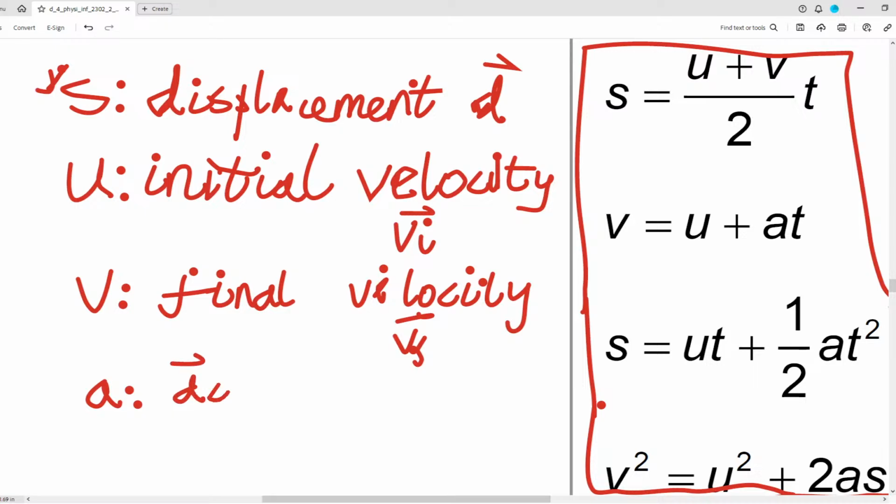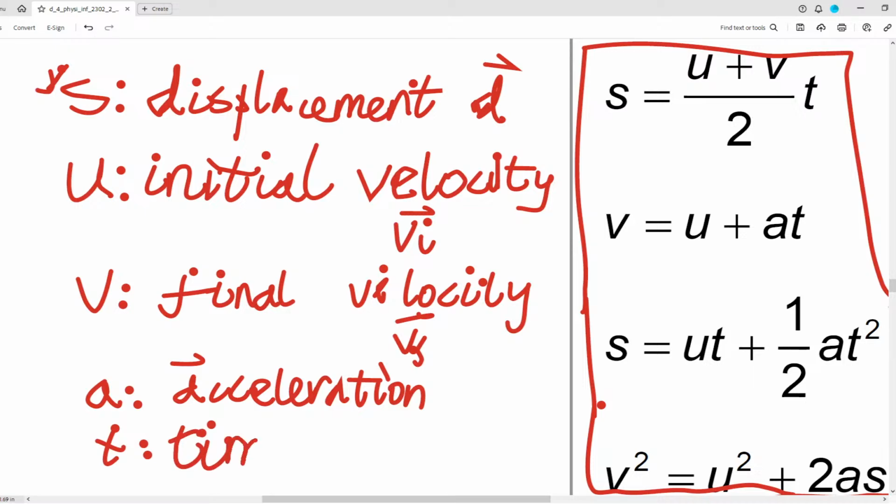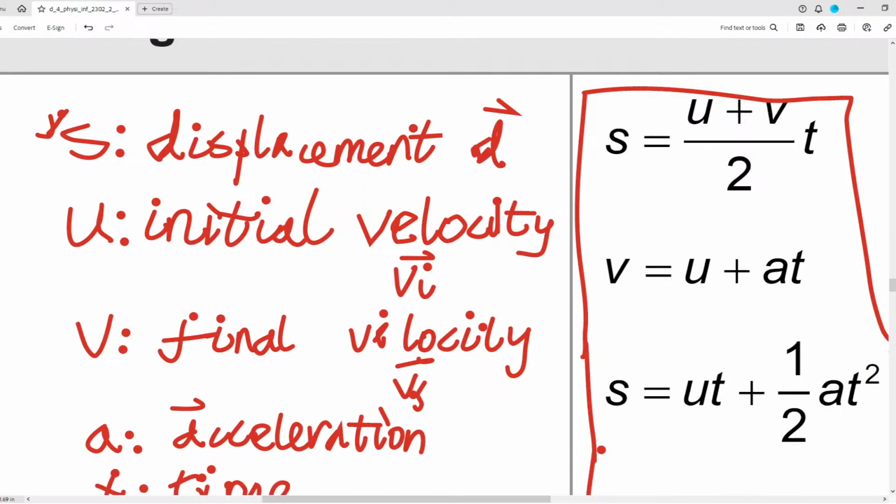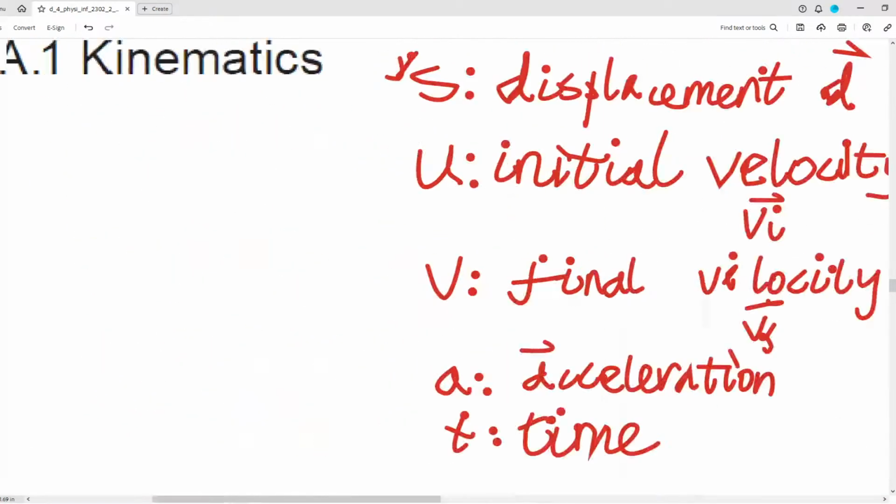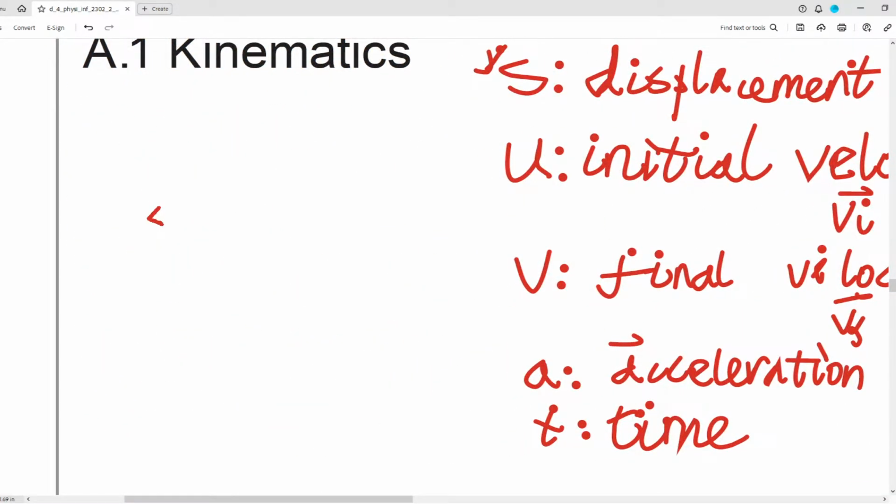Acceleration. t is time. I'm not going to write it. You know what? I might as well. Time. Because of the letters used in IB, these are also called the SUVAT equations. I'll write it over here. SUVAT. If you hear SUVAT, that's what we're talking about.